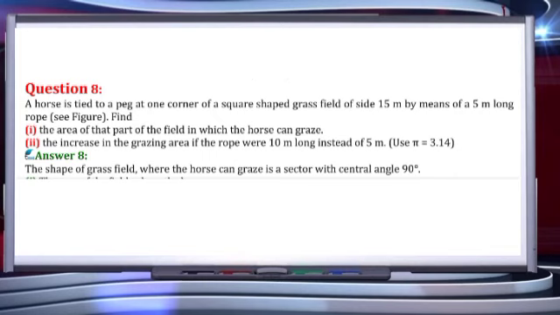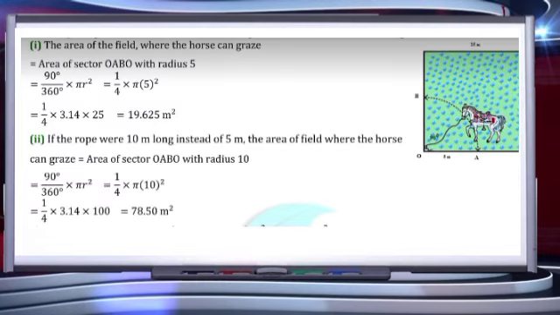So question number 8 is: a horse is tied to a peg at one corner of a square shaped grass field of side 15 meter by means of a 15-meter long rope. Then find the area of that part of the field in which the horse can graze, and the increase in the grazing area if the rope were 10 meter long instead of 5 meters. So here we are given two measurements, one of 5 meter, the other of 10.